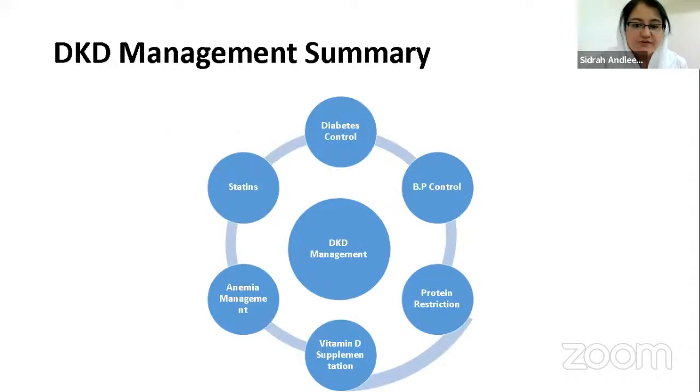Okay, so the management of diabetic kidney disease is multifactorial. First of all, you target a good diabetes control, you control the blood pressure, you do protein restriction, you add statins. Whenever necessary, you do the anemia management and you do the vitamin D management. Why do we need to manage the anemia?